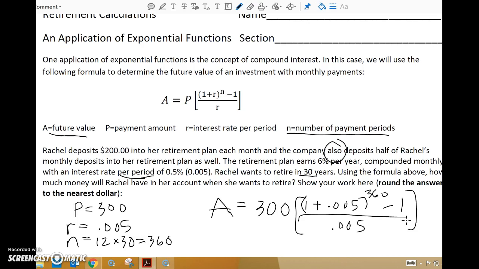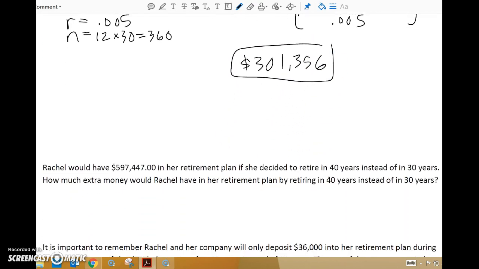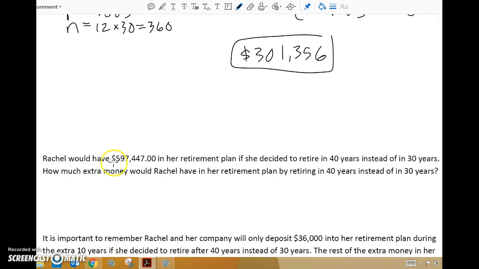Okay, so after we round, if you type that in your calculator correctly, you should get about $301,356, give or take a couple dollars depending on when you rounded. So that's how much you would have after 30 years. Hopefully that makes sense. Going down here to the second part, now she would have $597,447 in her retirement account if she decides to retire in 40 years versus 30 years.